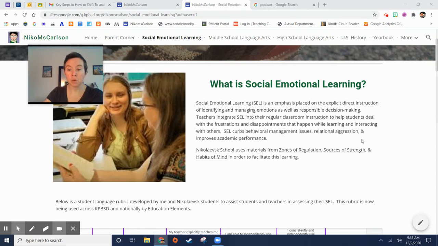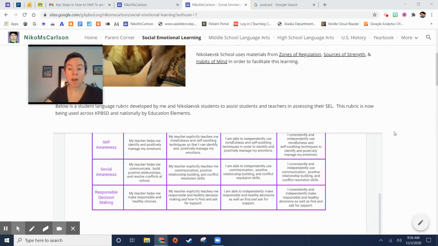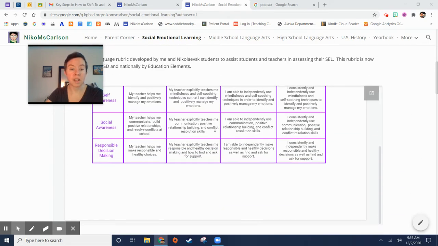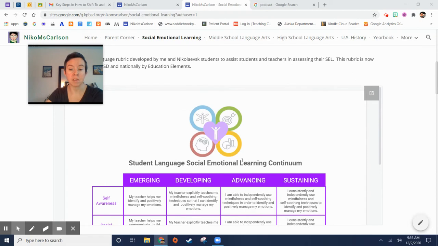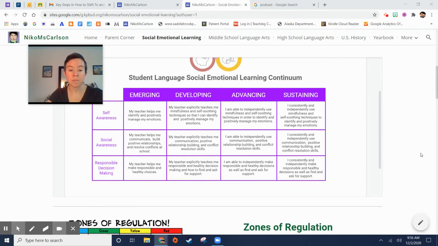So I've defined social emotional learning, and then I talk about zones of regulation and sources of strength and habits of mind, and I hyperlink those resources so that people can find them if they need to, which is a good practice for you on your sites or digital portfolios. I also included the student language SEL rubric that we came up with because that was a pretty cool thing, and it's kind of a big deal that the district is using it. It also explains what SEL is and how we assess ourselves on that.